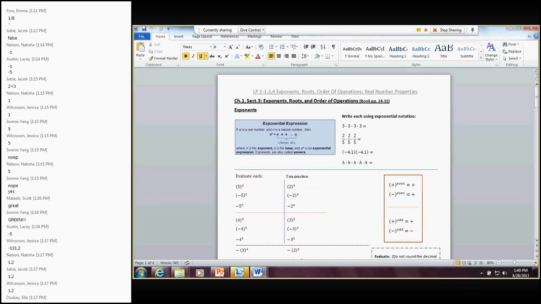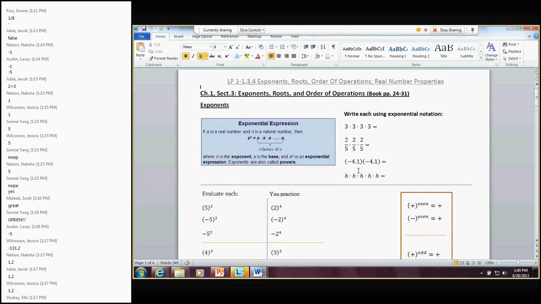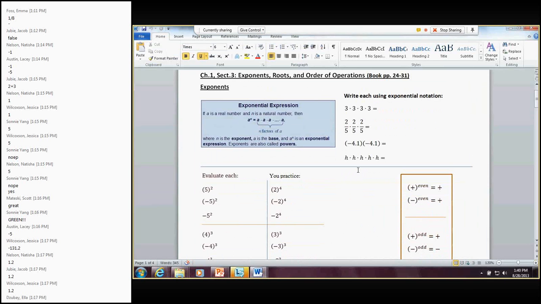Now, in Chapter 1, Section 3, we're talking about exponents, roots, order of operations. Section 4 is going to be real number properties. So again, we're kind of going through it fast because this is supposed to be a review, but I understand summer is kind of a long time. So let's go through exponents. Any questions right now? Because I know I'm just kind of going right through the material. Questions? Okie doke. So Chapter 1, Section 3.